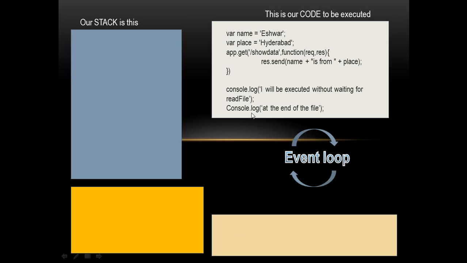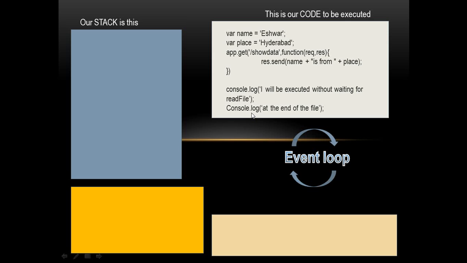So what does our application code look like? It has two variables, name and place. Name is assigned the value Ishwar, and place is assigned the value Hyderabad. Then there is a method called app.get, which handles a request at /showData, and it has a function which takes two parameters, request and response, and sends a value like name is from place. The name value and the place value are replaced, and there are two console logs. We all know how console logs are used in JavaScript. They write data out onto the console.